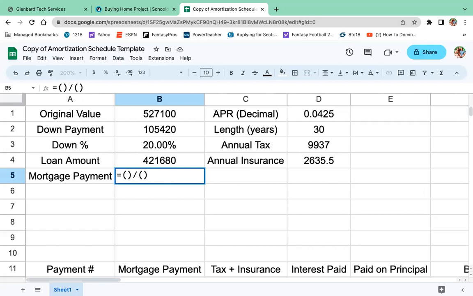In the parentheses, wherever we see one of these letters, we need to either put in a number if the number is always going to be the same, or we need to call on the cell that will have that variable. So the P is our principal amount. This is the first thing I'm attacking, the P that we see on the board. That principal amount would be our loan amount. So that's going to be B4.